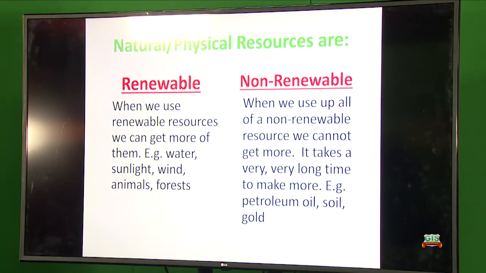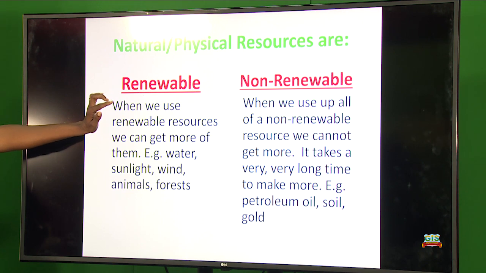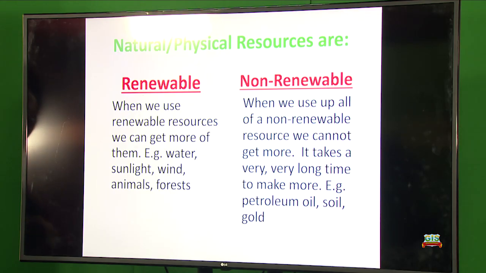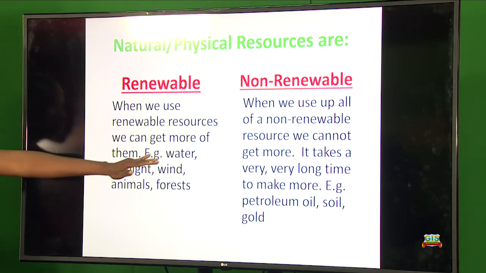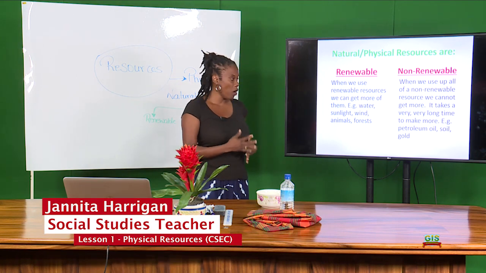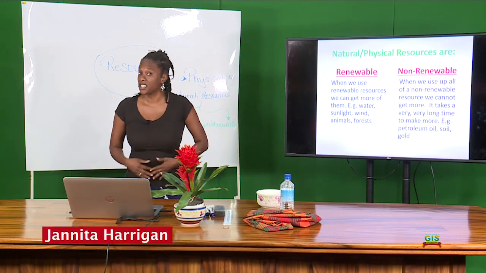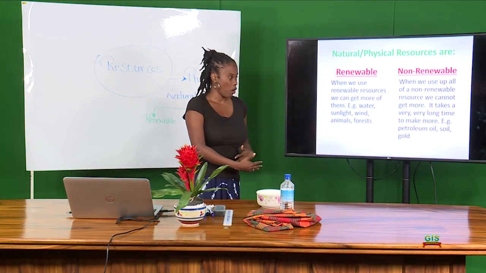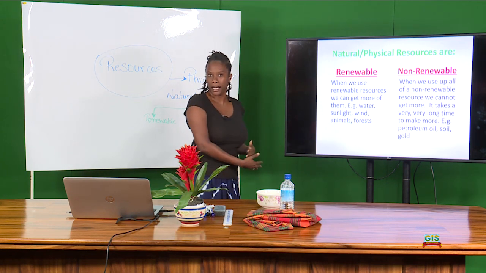Natural or physical resources can either be renewable or non-renewable. When we use renewable resources, we can get more of them. Example: water, sunlight, wind, animals, or the forest. Anytime you use water, you will get more. Anytime you use the sunlight, you will get more. Anytime you use the wind, does the wind ever stop blowing? No. Animals will reproduce and make more. The forest, we can replant.